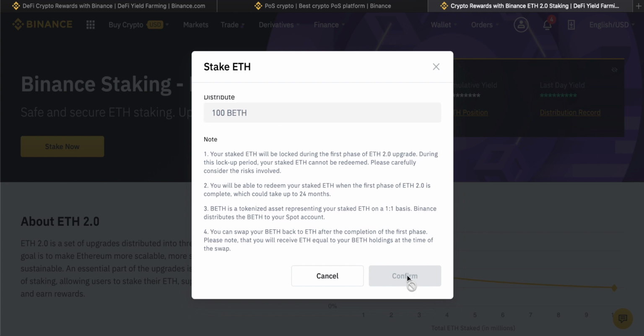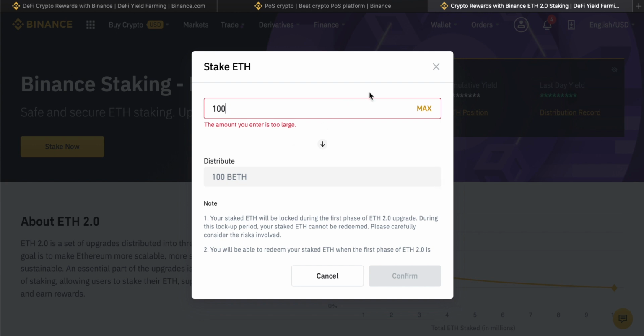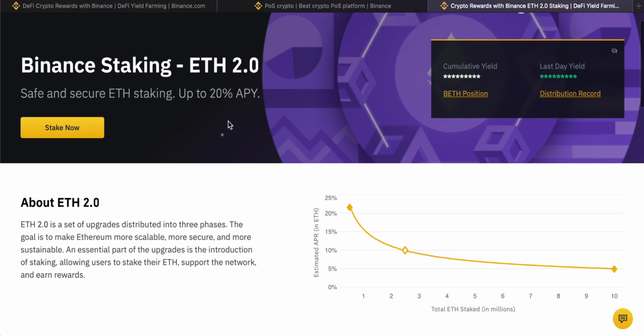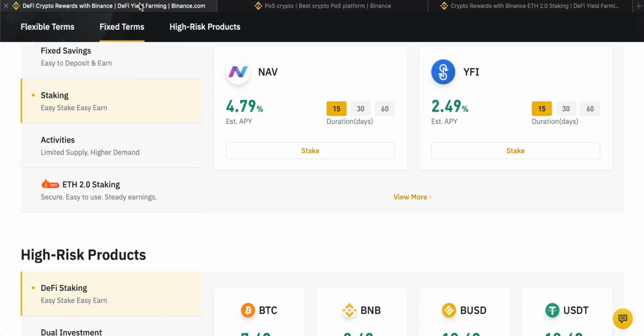Now remember, your Ethereum coins will be staked. We'll go through and see the dashboard towards the end, but your Ethereum coins will be staked and then you will get 100 BETH into your account. We're going to come through to DeFi staking before we're actually going to go through and just see how easy it is to stake some coins.